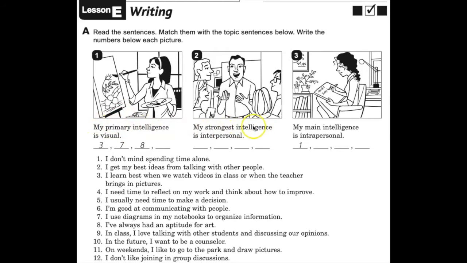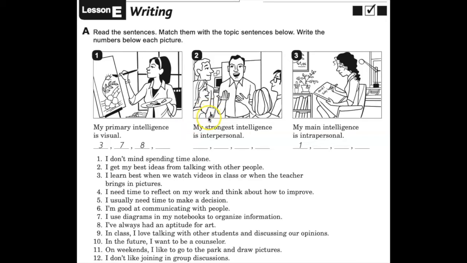Okay? So what we're basically going to do is we're going to read these topic sentences, which are right here. And then these sentences below, we're going to decide whether they go with the visual sentence, the interpersonal sentence, or the intrapersonal sentence. So let's look at what's going on in this picture. In this first picture, a woman is painting. And she says, my primary intelligence is visual. This is somebody who likes the arts and likes to see things, okay, and can envision things.